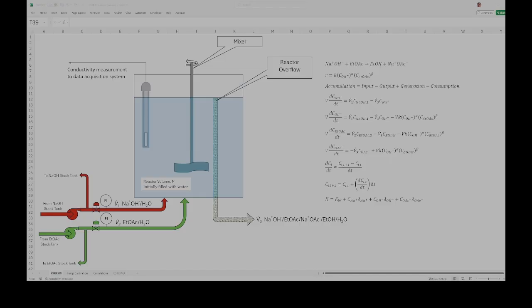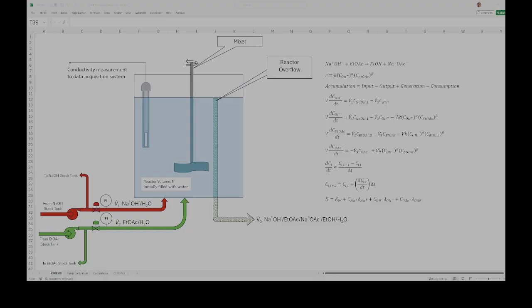The conductivity of this solution will equal the conductivity of water plus the concentration of sodium ion times its molar conductivity, plus the concentration of hydroxide ion times its molar conductivity, plus the concentration of acetate times its molar conductivity.